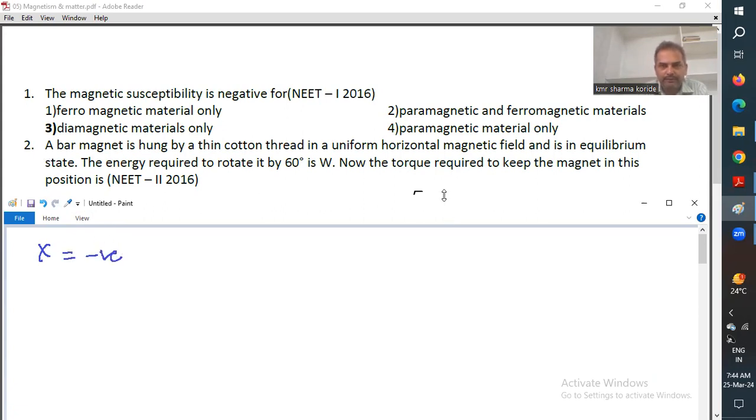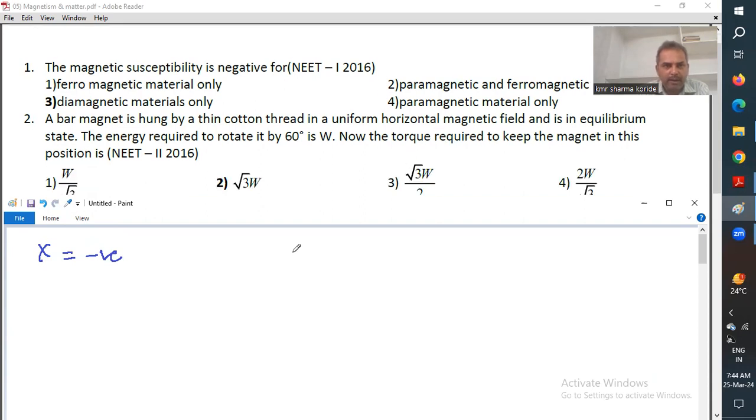Moving to the next question. A bar magnet is hung by a thin cotton thread in a uniform horizontal magnetic field and is in equilibrium state. The energy required to rotate it by 60 degrees is W. Now the torque required to keep the magnet in this position is. First, let us write the equation of torque. So torque is equal to mB sin theta. So theta is 60, mB sin 60. Sin 60 you might know, root 3 by 2.